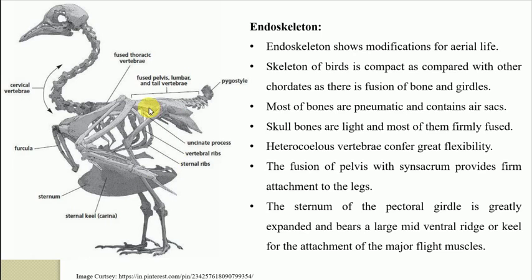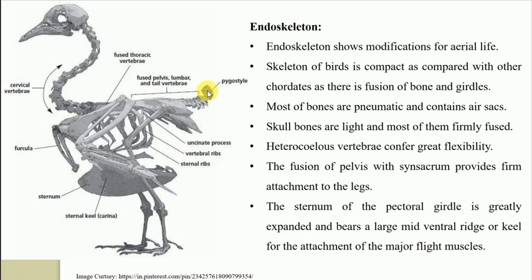Another feature: if you see the fusion of the bones, you can find it in the girdle region. The pelvic, lumbar and some tail vertebrae are fused with one another to form a sacrum. Not only that, if you see, this one is the caudal part, the caudal part containing the caudal vertebrae.